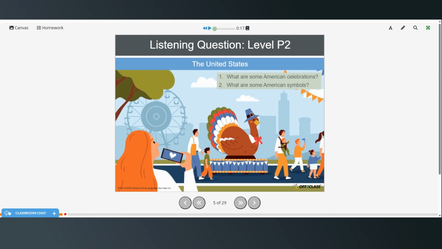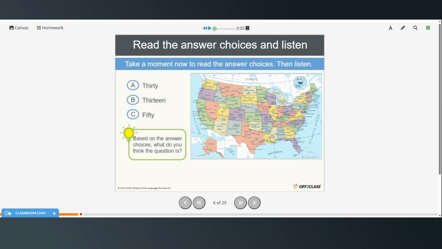Right, and so before you listen, you might think about what are some American celebrations and what are some American symbols, using the pictures here to give you some ideas as well. Take a moment now to read the answer choices. Now listen and answer the question.